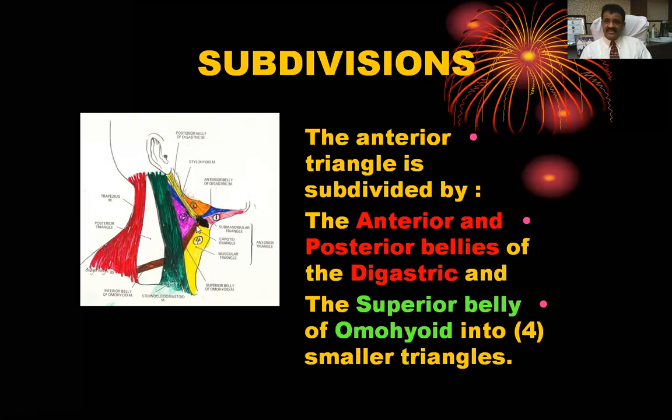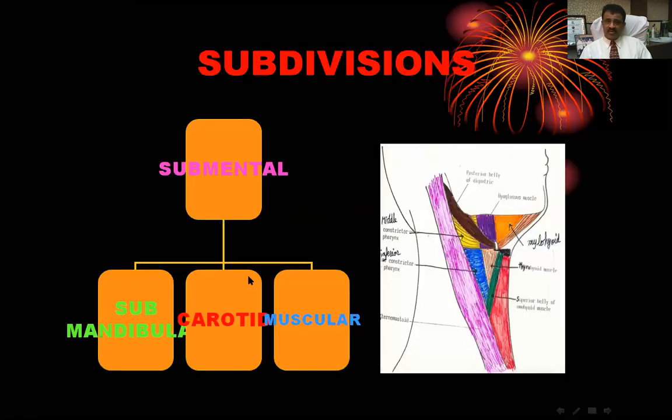Here you can see the subdivisions. First is the submental, because it lies up above, below the mentum. And the lower three triangles are submandibular, carotid, and muscular, out of which submandibular is also called digastric. You can see these four triangles in four different colors.